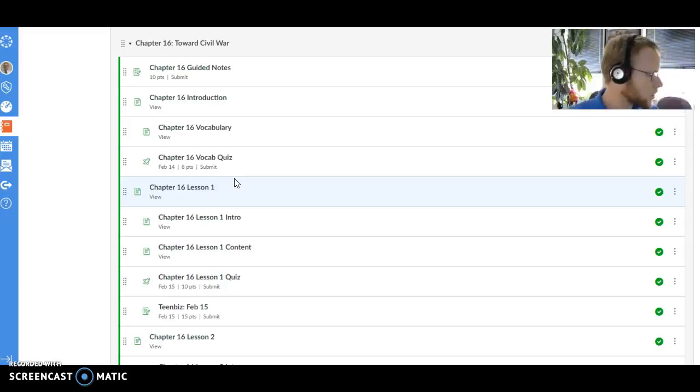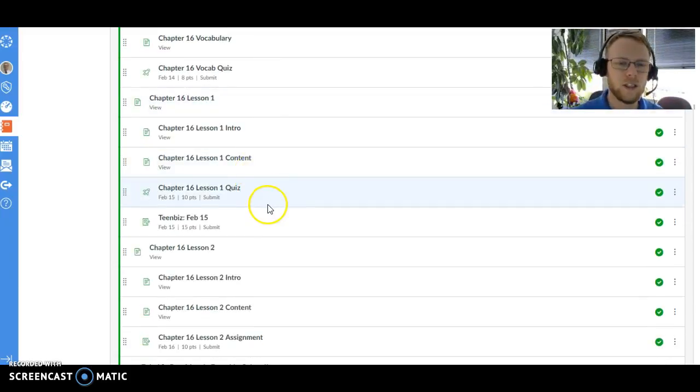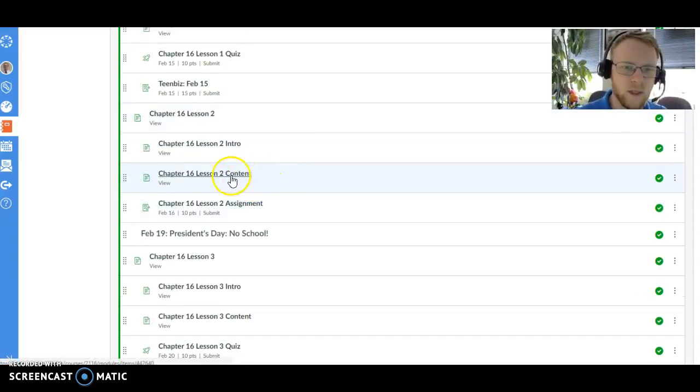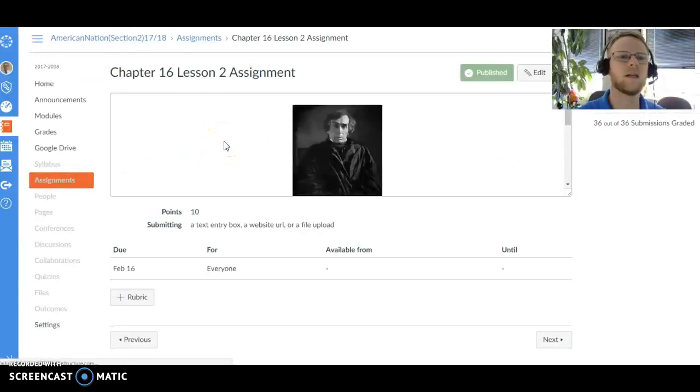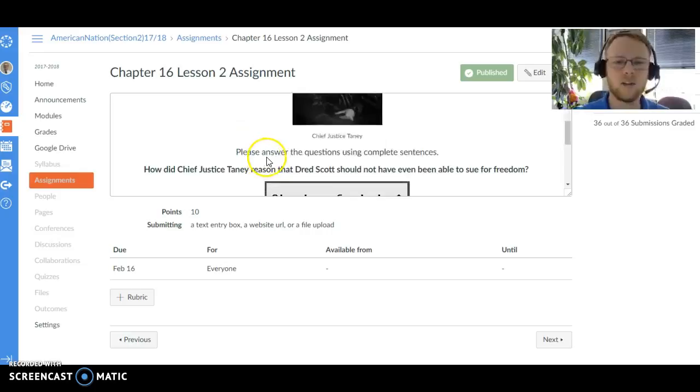Of note for Section 2, 16.2, the kids struggled with 16.2. And the answer is there in the lesson, but I think a lot of the kids try to get away without reading the lesson or skimming the lesson. It causes problems. How did Chief Taney reason that Dred Scott should not have been able to sue for freedom? It's easy. He decided that Dred Scott was not a person. He was a piece of property, and therefore, not being a person, he's not a citizen. He couldn't sue in the first place.